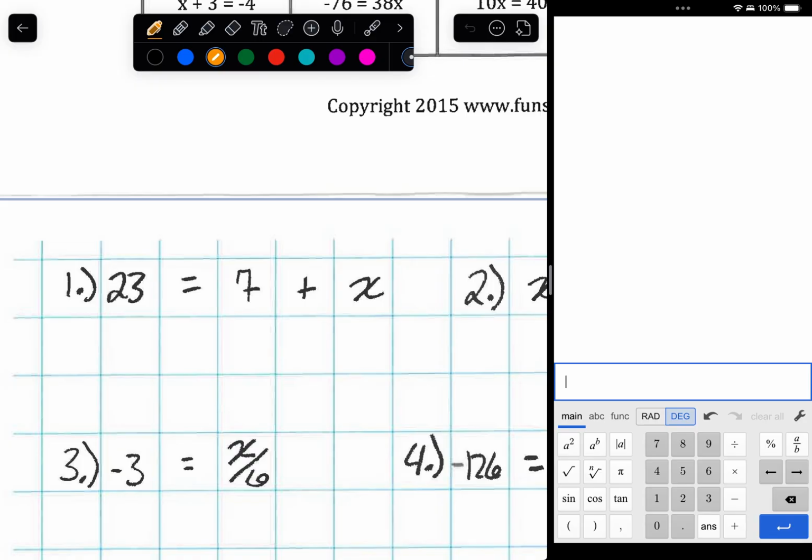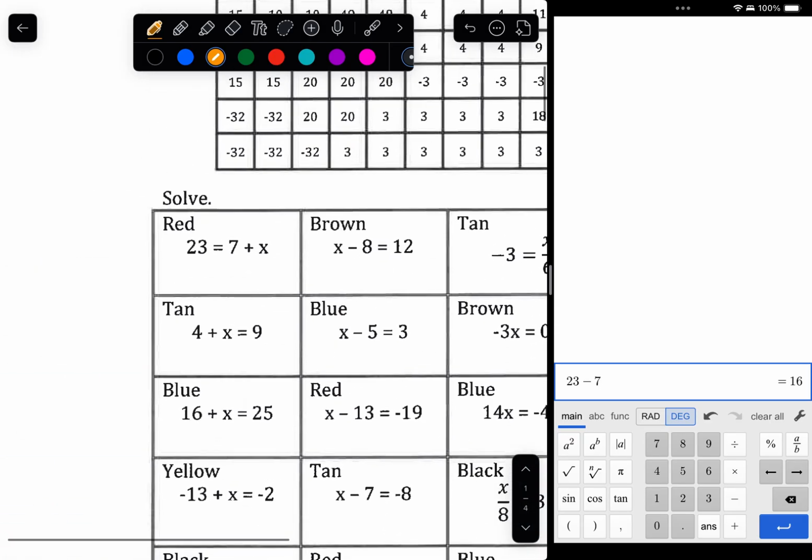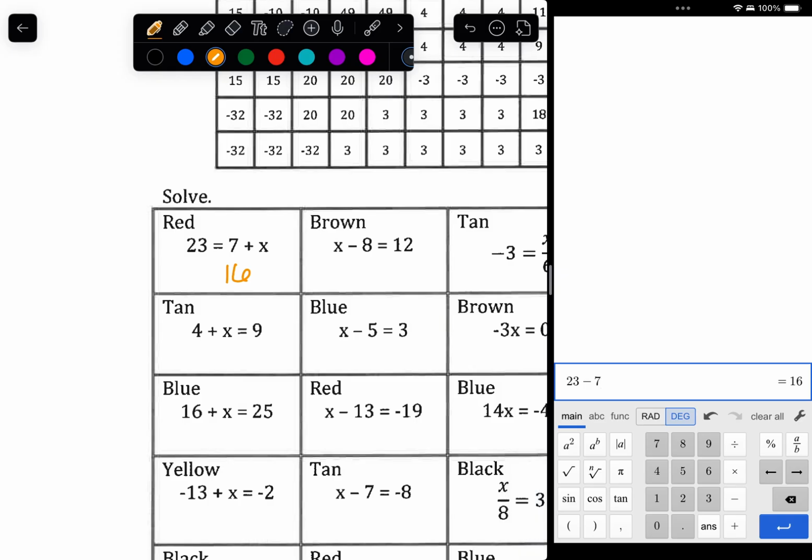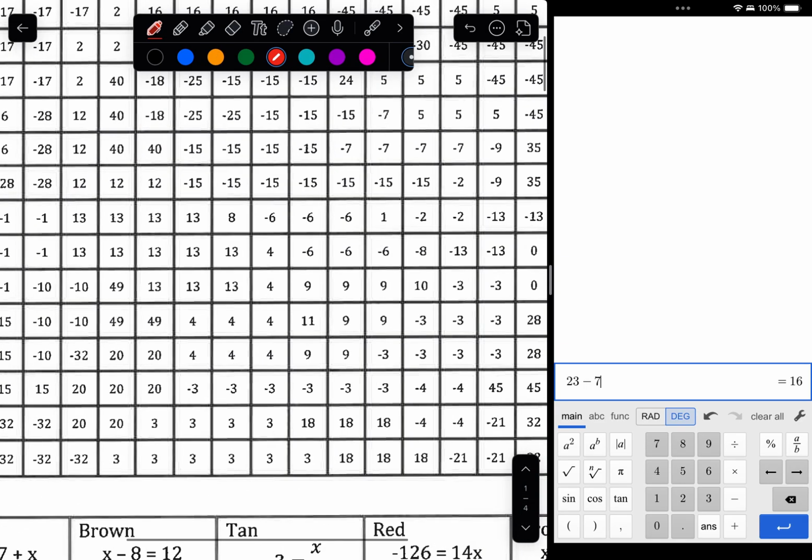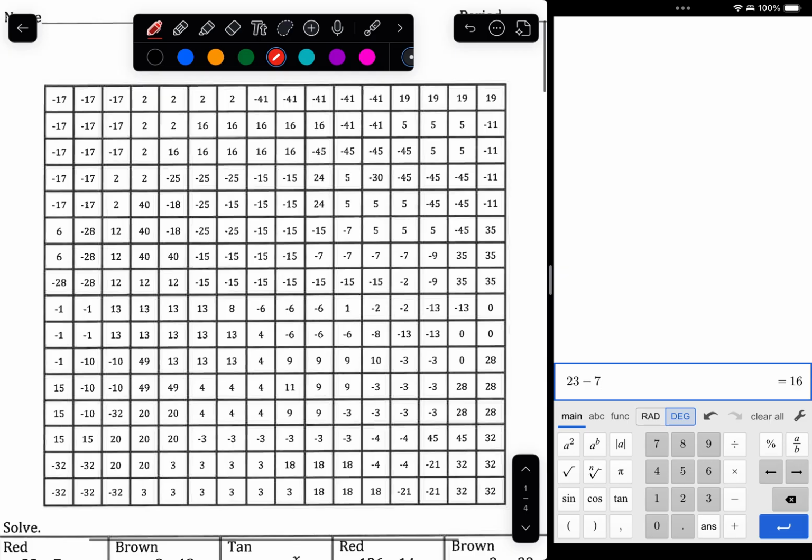So if you look, the goal is to get x by itself. So we look at what's happening. We are adding a 7, so we do the opposite. We subtract 7. 23 minus 7, just use your calculator. X equals 16. So then you go up here, find all the 16s and color them red. There's going to be quite a few.